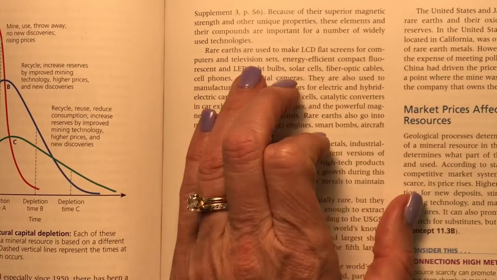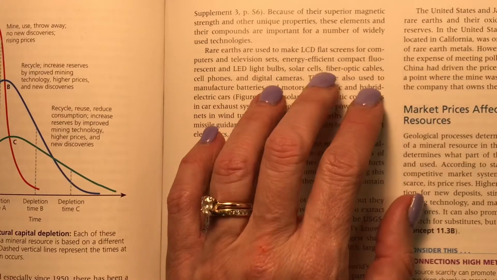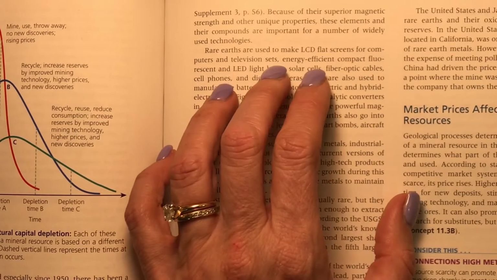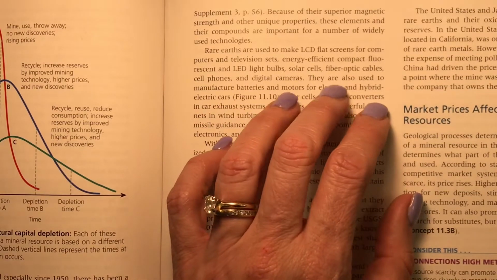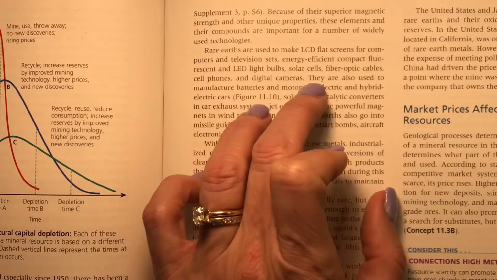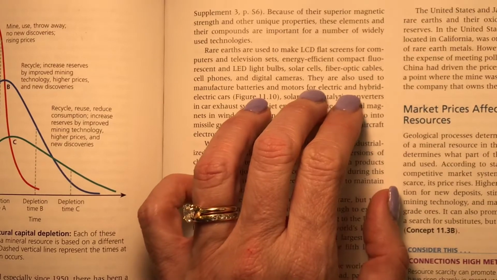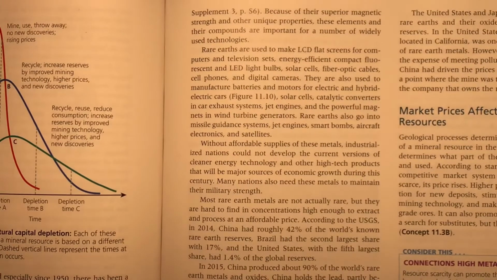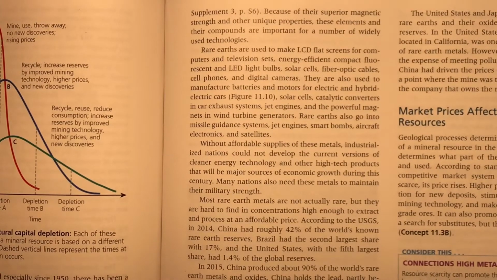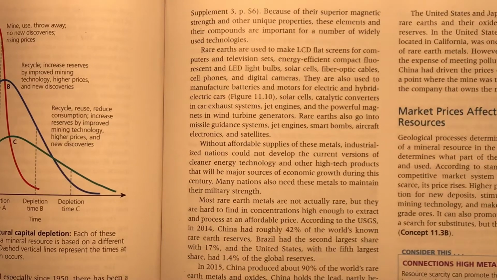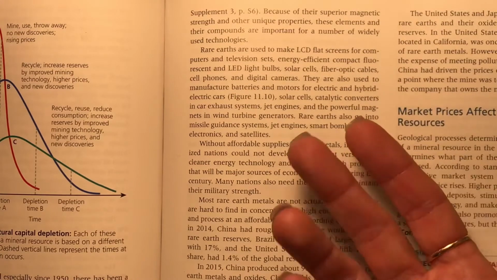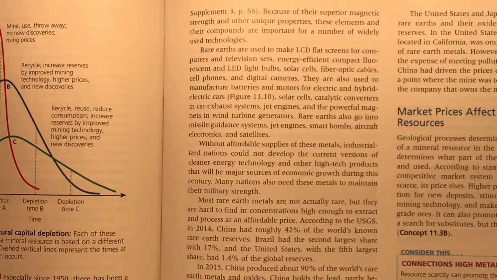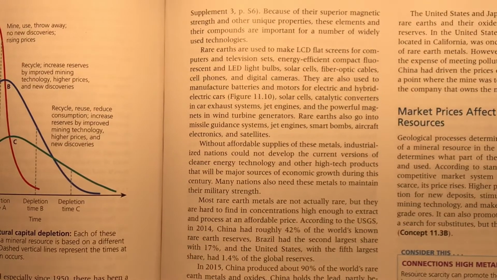So right here, rare earths are used in a lot of computers. They're used in television sets, anything that makes a light, light bulbs, solar cells. You can see that they're a part of the modern fabric of what we do. I mean, batteries, motors for electric and hybrid cars, catalytic converter systems. Oh my goodness. You just read this whole list and you're like, how did we live before all of this stuff? The answer is without technology.